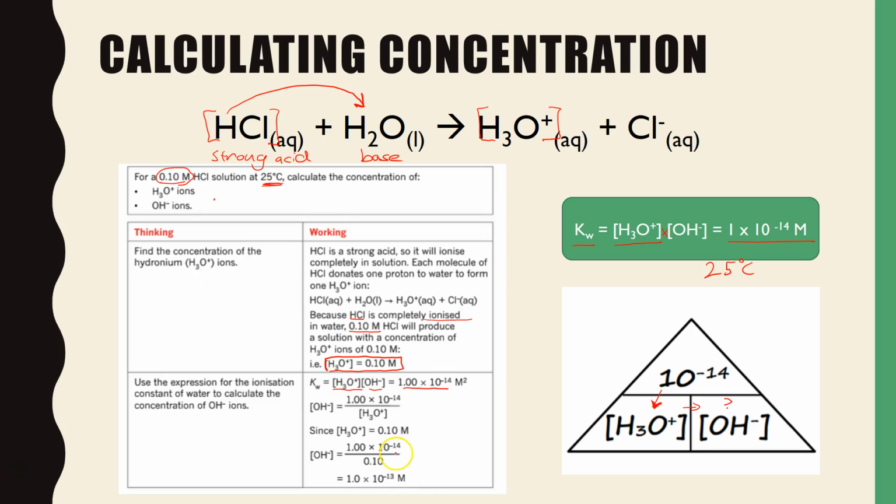1 times 10 to the negative 14 divided by 0.1 gives you 1 by 10 to the negative 13 molar. So we have a very small amount of hydroxide and a very large amount of hydronium, which makes sense because we have mostly an acid environment, which means we're going to have a large concentration of hydronium and a small concentration of hydroxide.